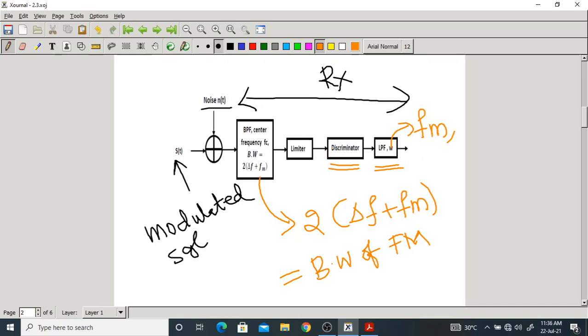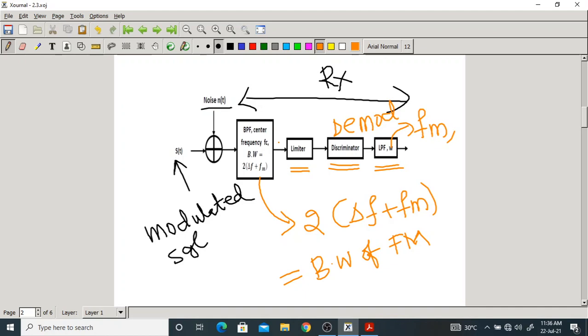Now this discriminator is called the demodulator. Discriminator is nothing but the demodulator of the FM signal. We will discuss the purpose of this limiter a little bit later. Now this is simply the receiver side of the angle modulated signal. Here we are talking about the FM signal.